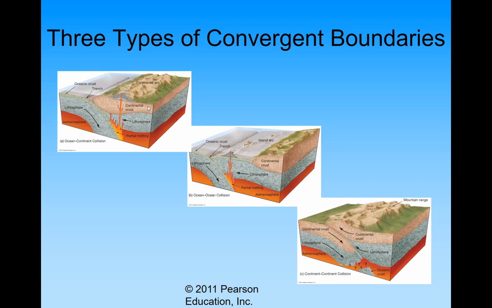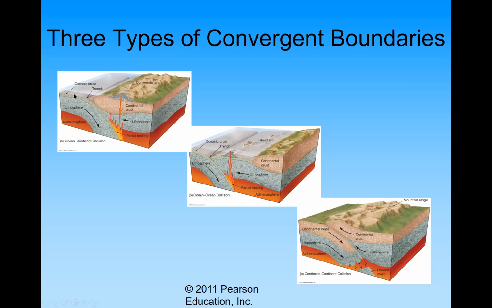crust. Now you might ask, what is the energy that's forcing these two plates together? Why don't they just stop when they meet? There are two forces that apply. One is the spreading force, the new crust forming at the spreading centers. That's pushing on the ocean plates. The other force is gravity, which is pulling the ocean plate down into the asthenosphere past the continental crust.